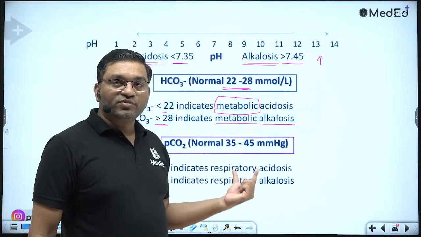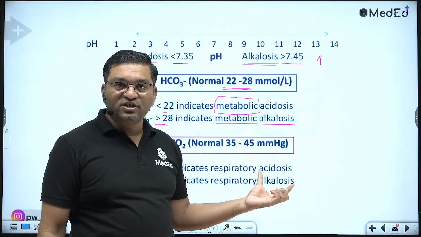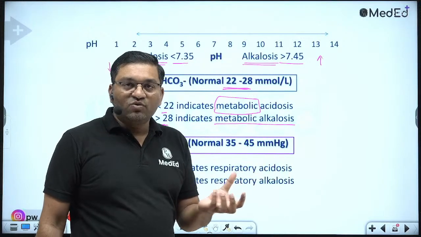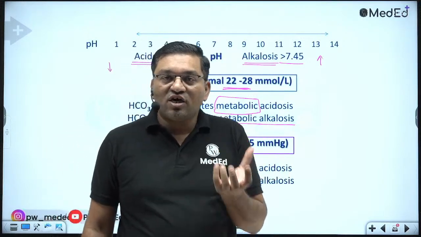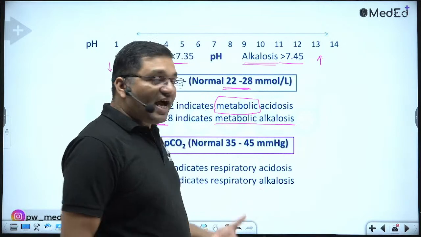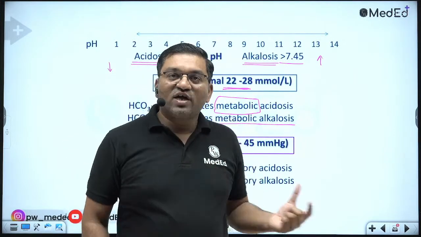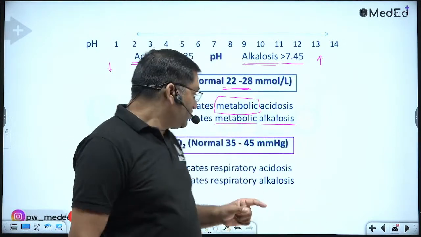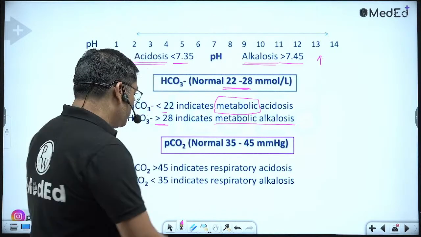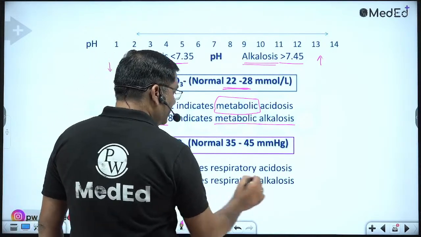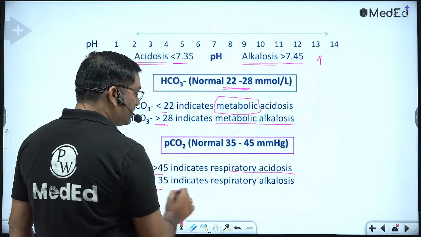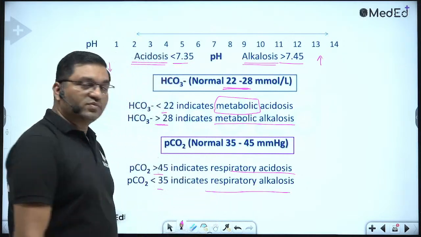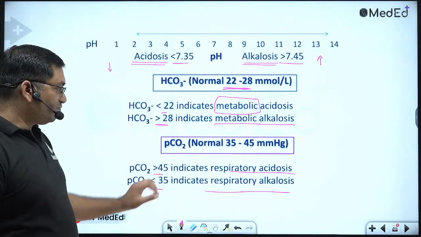And partial pressure of CO2 is 35 to 45 mmHg. If it increases, CO2 means dissolved carbonic acid. So carbonic acid अगर बढ़ गया तो acidosis. So carbonic acid is the respiratory component. CO2 is the respiratory component. If it increases, it indicates respiratory acidosis. If it decreases, it indicates respiratory alkalosis.